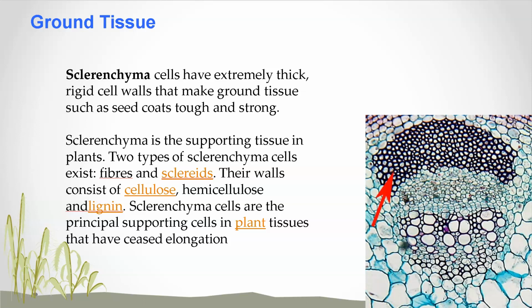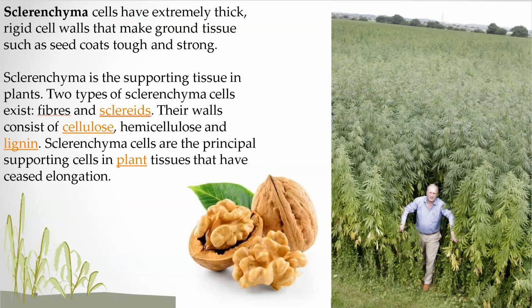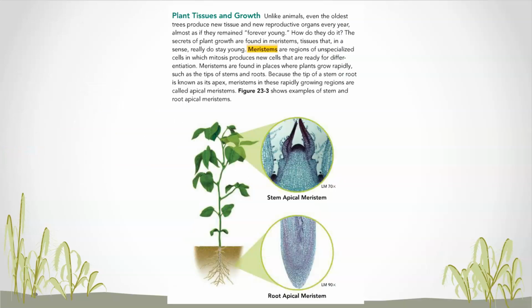And then sclerenchyma have extremely thick and rigid cell walls, such as seed coats, tough and strong. They're made up of a lot of tissue here. What's rope made of? Well, rope is made from a type of plant. I'm pretty sure this is hemp, but that's one type of plant that rope can be made of, due to a high level of sclerenchyma cells.